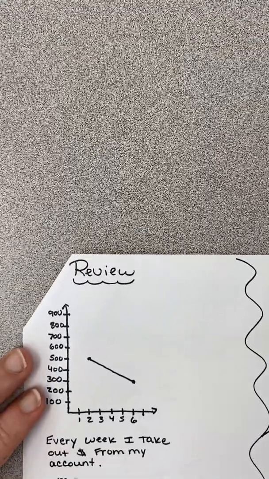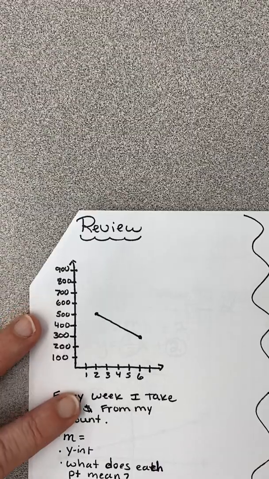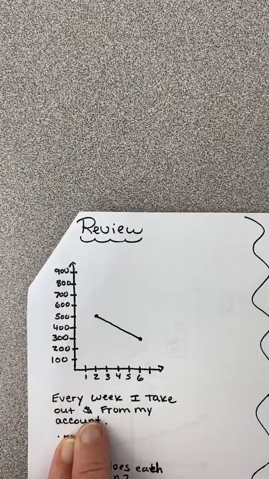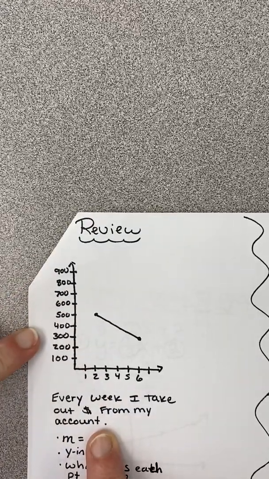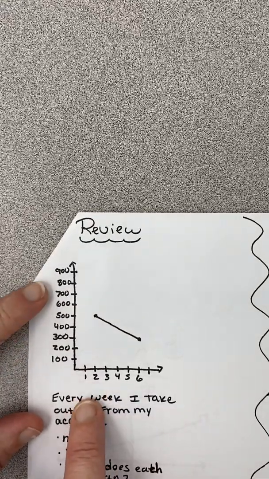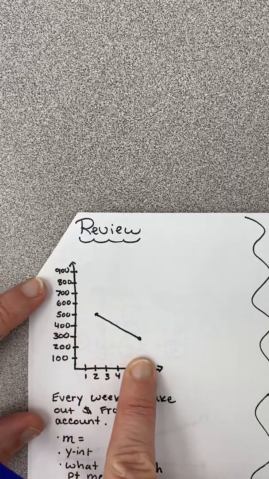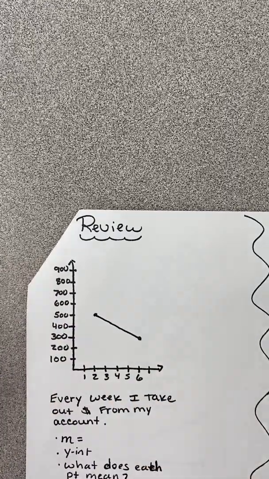Okay, one more page. All right, so if I look here, this is giving me a lot of information. It's telling me every week I take money out from my account. So this represents some kind of money that I have in an account, and this is weeks that go by. Every week some money is going down. Okay, I like to always reword what's happening.